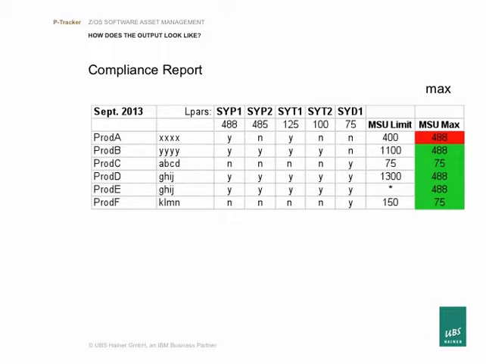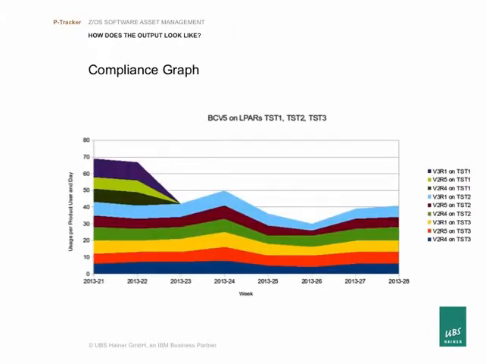The green or red background color is simply the result of the comparison of MSU limit and MSU max. The color is chosen by the content-based formatting of spreadsheet software. UBS Heiner, the vendor of pTracker, offers services that help set up these things for contract management using the in-house tools at the client's site, normally spreadsheets or contract management systems with appropriate features. As soon as we have the desired data in spreadsheets, we can make all kinds of color graphs.